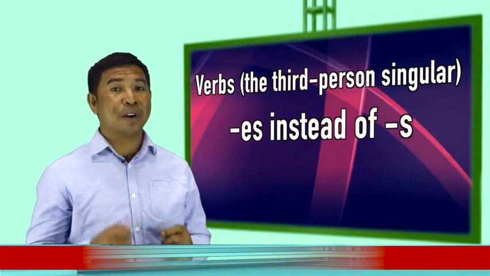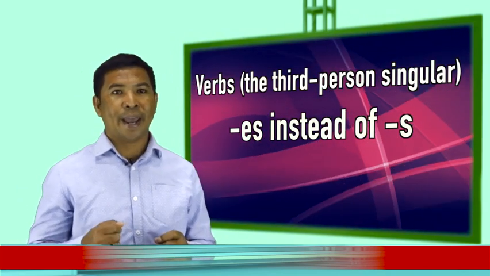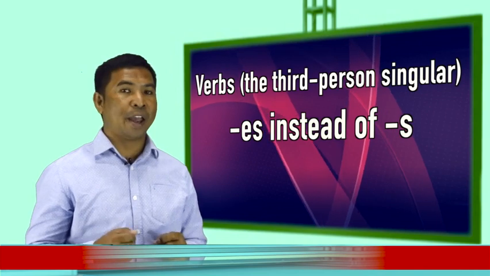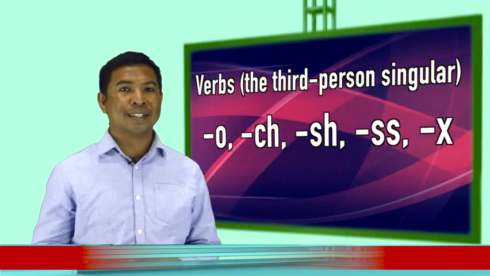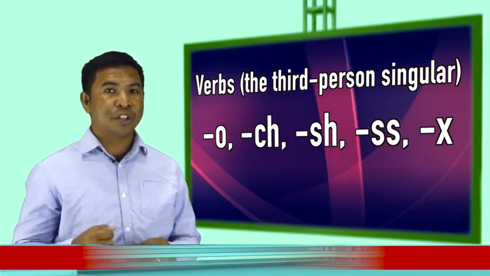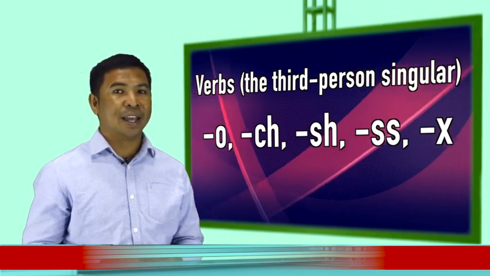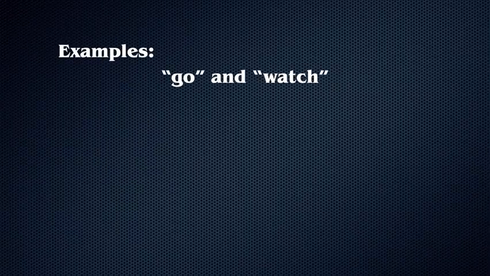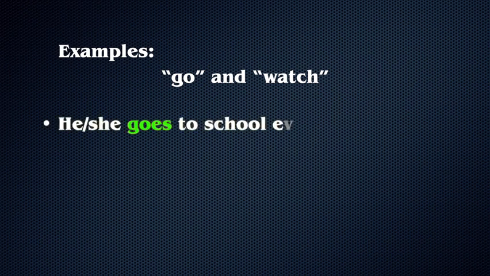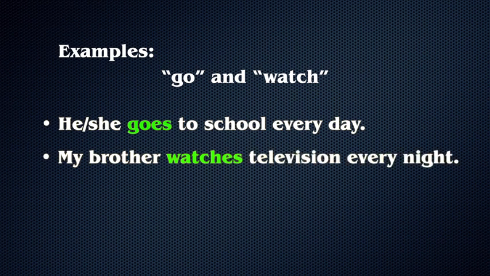Note that for some verbs, the third person singular ends with es instead of s. Typically, these are verbs whose root form ends in o, ch, sh, s or double s, and x. Please notice the examples in the following sentences with the verbs go and watch. He or she goes to school every day. My brother watches television every night.